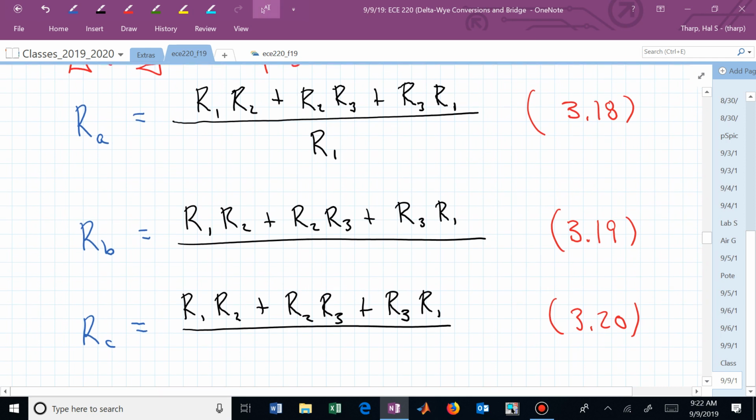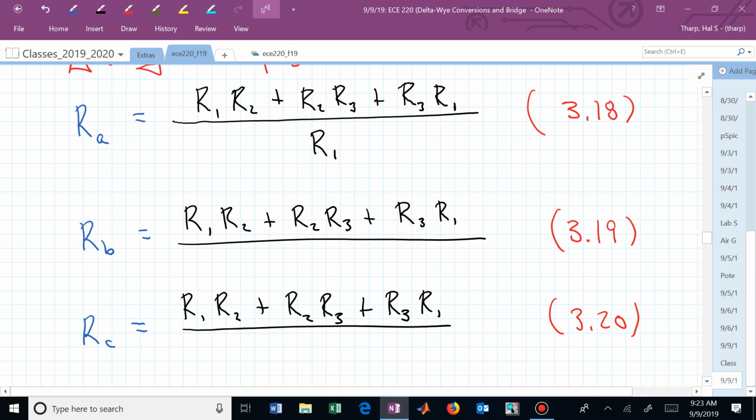You really just have in the numerator the sum of pairwise combinations of the Y resistors. R1 times R2 plus R2 times R3 plus R3 times R1. Boom, you write that down. The sum of the pairwise combinations of the Y resistors.